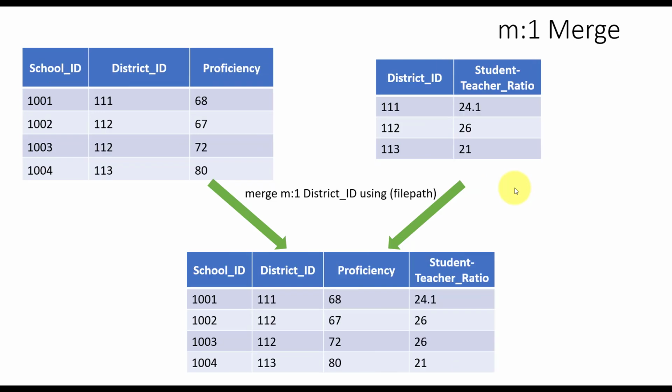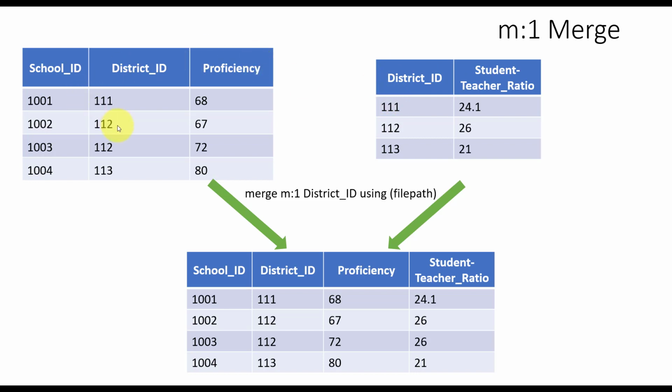So then here is a many-to-one merge. Now here we have one data set that is schools. So we have this variable called school ID that identifies schools. So 1001, 2, 3, and 4. And then this data also has district ID. So, 111, 112, 112, 113. This data over here, our using data, is at the district level, so 111, 112, 113. So we have one data set that we would say is at the school level, where each observation represents a school, but each school is associated with a district. Then we have our using data, where everything is at the district level, so it has district level information.